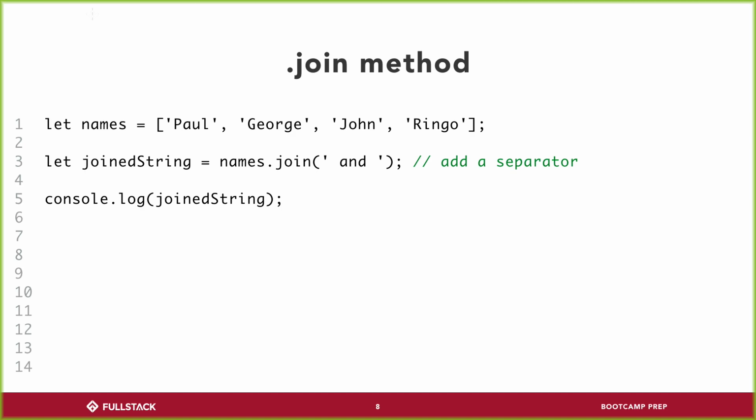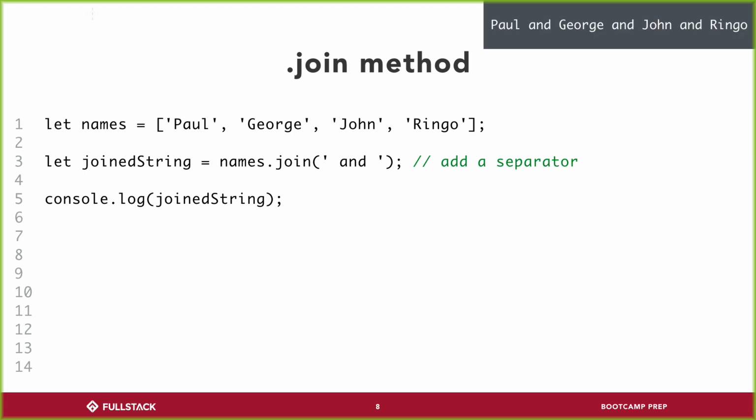So if we wanted to make a string that makes a little more sense, we could pass in an argument and then it injects it in between each name.